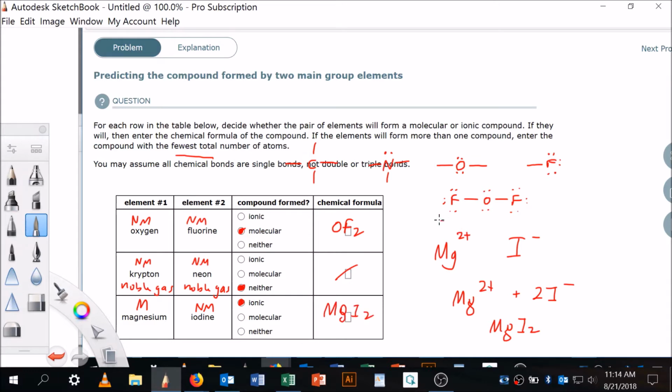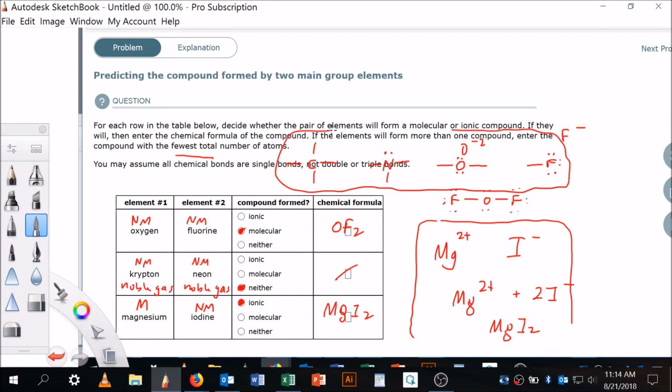MgI2. By the way, if I take my approach sort of like this, oxygen has a tendency to take on an oxidation state of -2. Fluorine has a tendency to take on an oxidation state of -1. That will not work here, or I've got a problem if I do that. Okay, this is true, but it's going to make it difficult for me to think about it like that. So that's why with molecular compounds, it's nice to think about how many bonds they make. All right? Okay, I hope that's helpful.